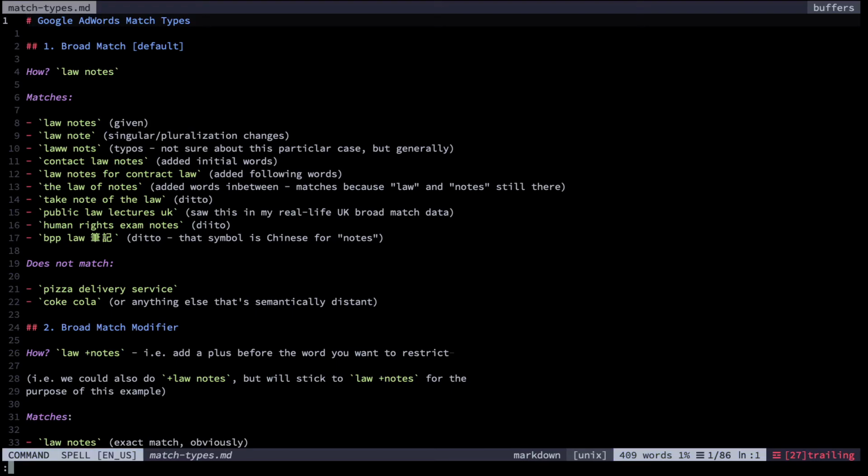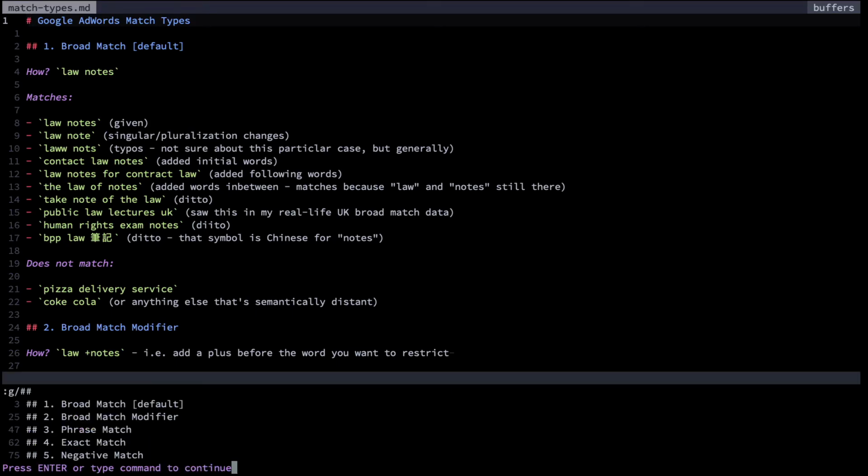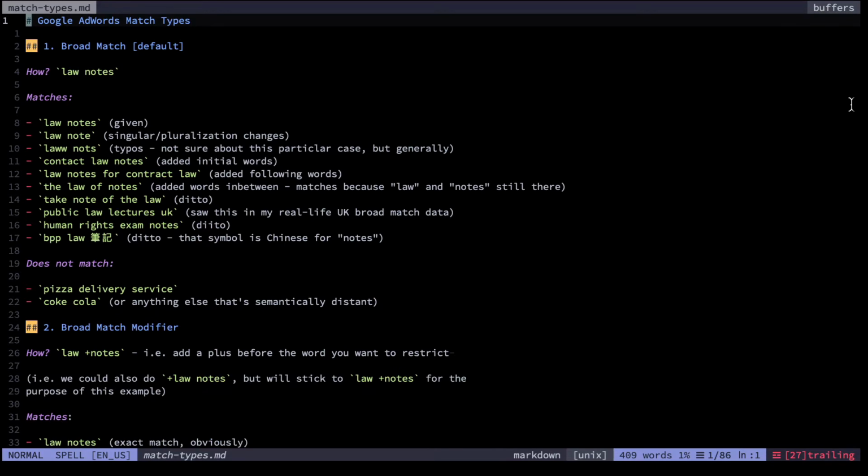The 2 match types that are missing from the previous display are broad match modifier, that's number 2 that you see at the bottom of the screen, and also negative match, that's number 5 at the bottom of the screen. First, I'm going to demonstrate the differences between these various match types, and then afterwards I'll share some strategies to help you decide which one is best for your use case.